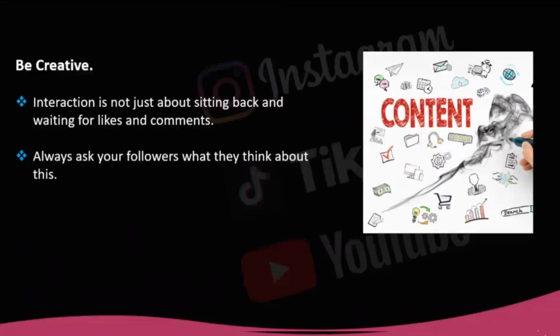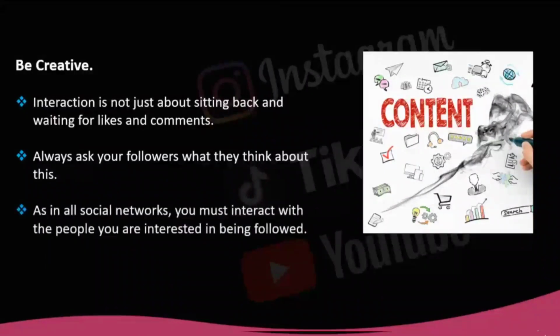And even take advantage of the use of stickers in your stories such as surveys, questionnaires, questions. It's a way to generate interaction and, at the same time, create content almost instantly. As in all social networks, you must interact with the people you are interested in being followed.